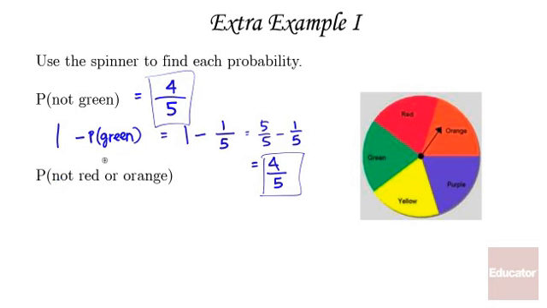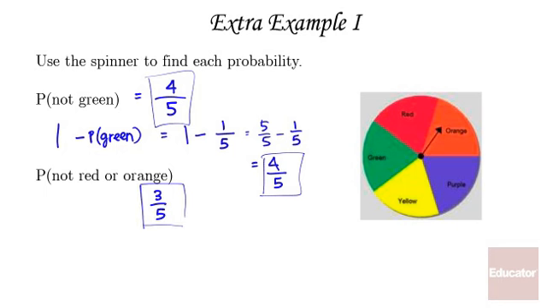Now, this next one here, the probability of not red or orange. So again, we can just make all the colors that are not red or orange be the desired outcome. How many are not red or orange? Here's red, here's orange. How many are not either of these? I have 3. So my desired outcome would be all the colors that are not red or orange. That's going to be my top number. That's 3 over a total of 5. Okay, so that would be my answer.